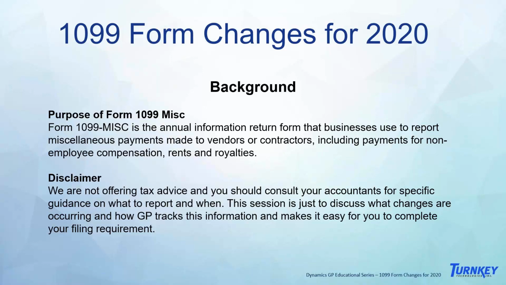So a little background on 1099 form changes. First of all, the purpose of the 1099 miscellaneous is it's an annual information return that you'll use to report miscellaneous payments made to vendors or contractors for non-employee compensation. That's kind of what you typically think of with the 1099 miscellaneous. Now there's other things on there, rents and royalties, attorney payments, medical payments and things like that. But by far the majority of our clients are using this reporting for the Box 7 non-employee compensation, and that's the one that's changing this year.